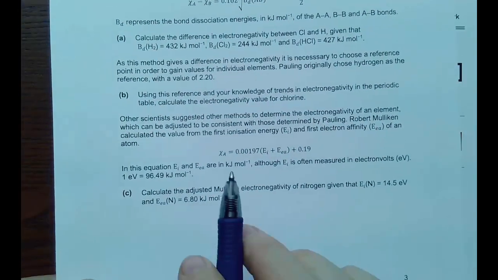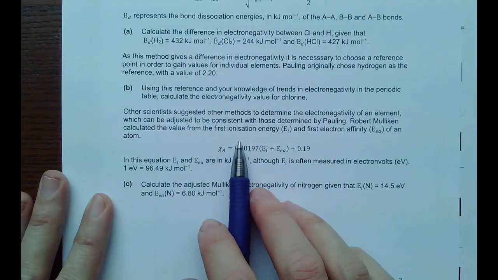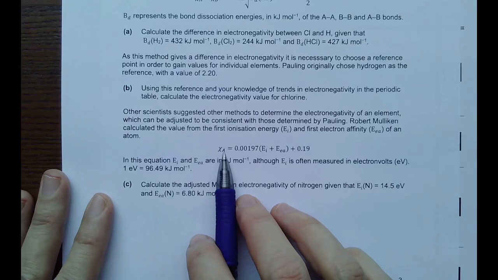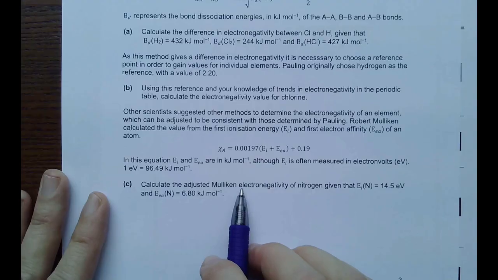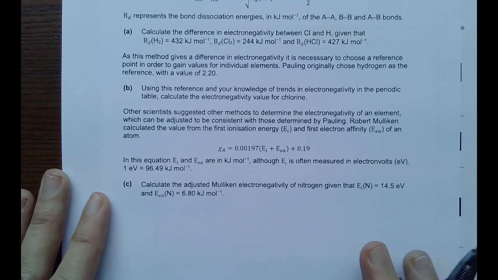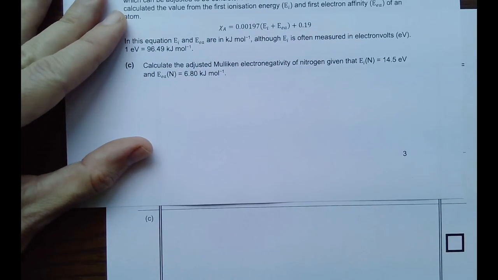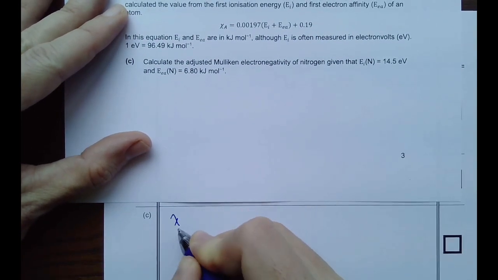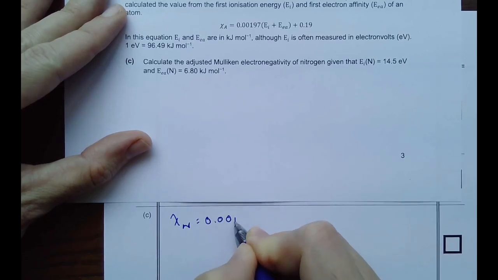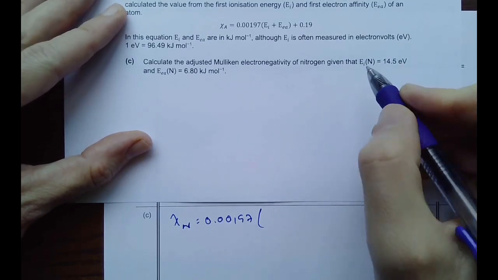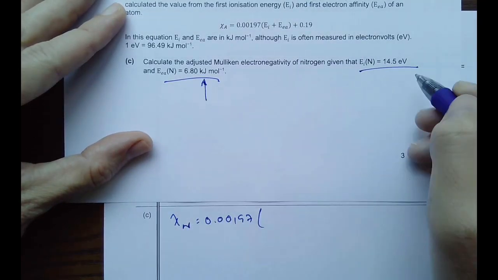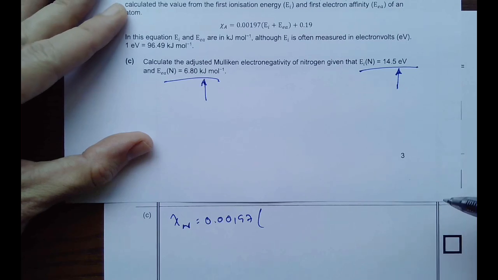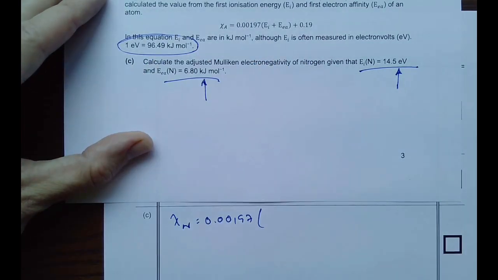So other scientists use different ways of calculating it. So we have this Mulliken value, where it takes it from ionization energies and electron affinities, and it says calculate the Mulliken electronegativity for nitrogen. Okay, so let's go ahead and do that. So we're going to have, I can just about fit it on, electronegativity for nitrogen is 0.00197 multiplied by this number plus this number. But very trickily, they're giving you this in kilojoules per mole, they're giving you this in electron volts. But they do very kindly give you the conversion.